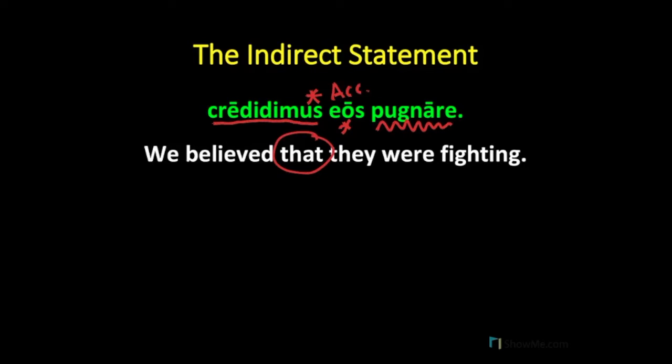And pugnare is a present infinitive, and so it is going on at the same time as the main verb. Since we believed is a perfect tense verb in past time, then eos pugnare is going to be at the same point on the timeline. We believed in the past that they were fighting, also in the past.